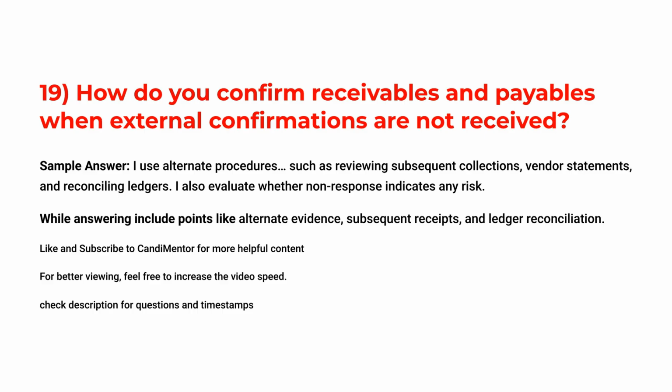How do you confirm receivables and payables when external confirmations are not received? Sample answer. I use alternate procedures, such as reviewing subsequent collections, vendor statements, and reconciling ledgers. I also evaluate whether non-response indicates any risk. While answering, include points like alternate evidence, subsequent receipts, and ledger reconciliation.